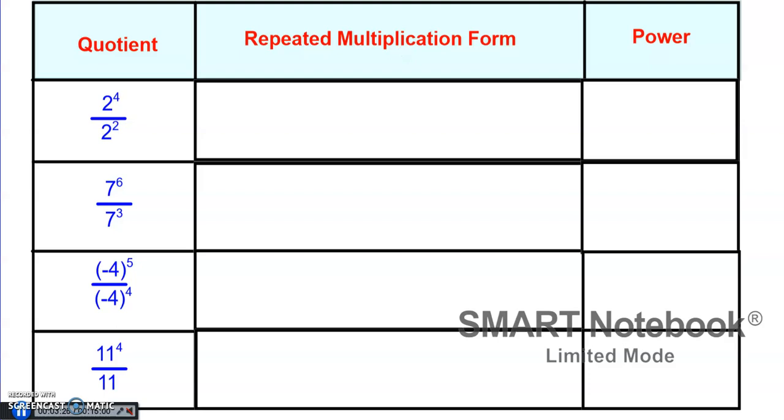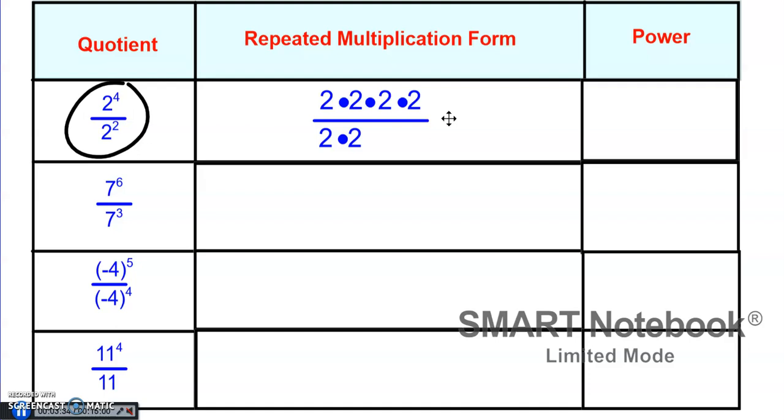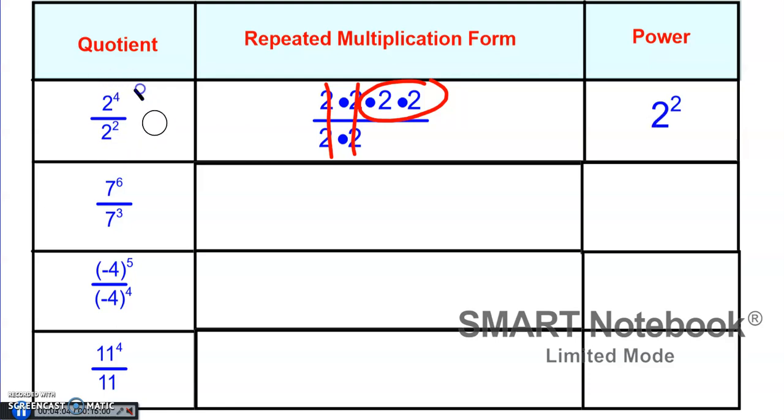So let's look at the first problem. We have 2 to the fourth over 2 squared. If I write it as repeated multiplication, well, I have 2 times 2 times 2 times 2 in the numerator, and 2 times 2 in the denominator. Well, we know that 2 cancels out there, and this cancels out here. So how many am I left with? Well, I'm left with 2 2's. So the power is going to be written as 2 to the second power, or we say it as 2 squared.